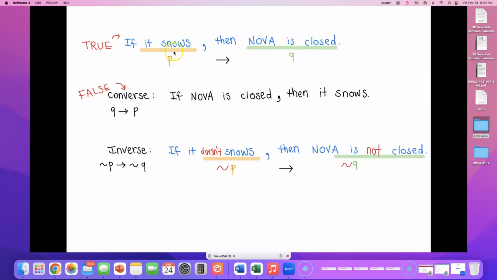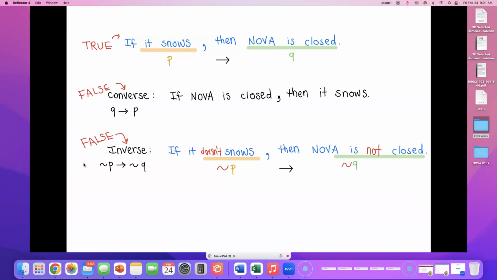Okay, so that is how you make an inverse. You keep the P and the Q at the same places. Don't switch the order, but just negate the P and Q. If it doesn't snow, so it's like a sunny day, then Nova is not closed. Well, think about it though. You may have a super sunny day that isn't a snowy day, but Nova could still be closed, right? Because think about cases like a holiday. So is this necessarily true? Not really. So this sentence, if you think about it, isn't true again. Okay, and I'm writing these true or false down so that we can talk about logical equivalence later.